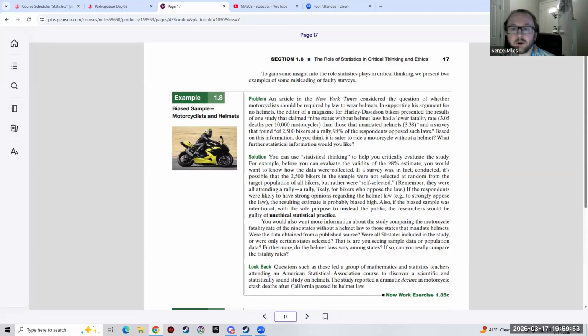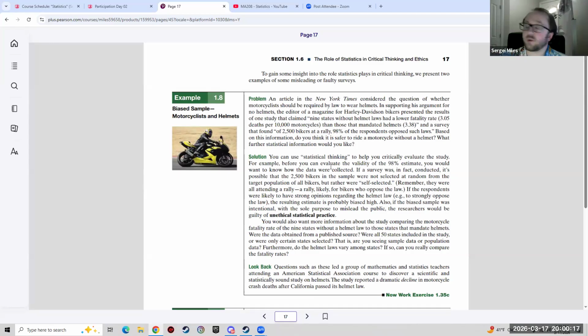Is this a person walking around and they're just picking people they want to ask? If this person who has their own agenda is going around and they see bikers not wearing helmets, they might go up and ask them, like, hey, what do you think of this law? They are choosing people who are already not wearing helmets, and they might be messing with the numbers because of who they're asking.